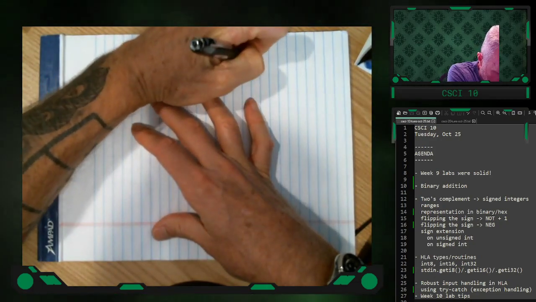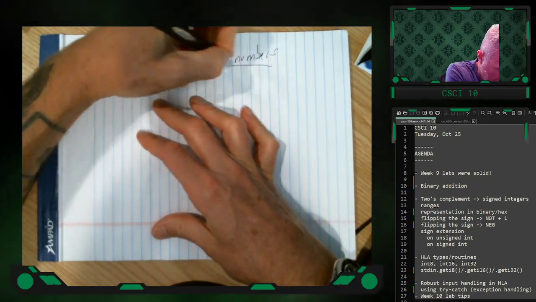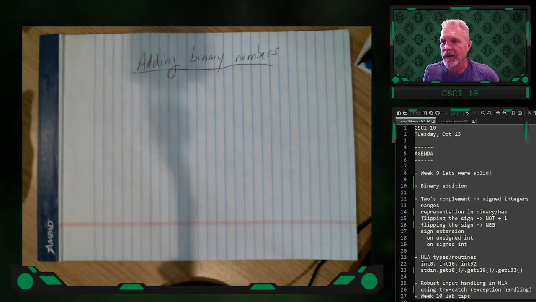So adding binary numbers. The basic rules are very, very simple.